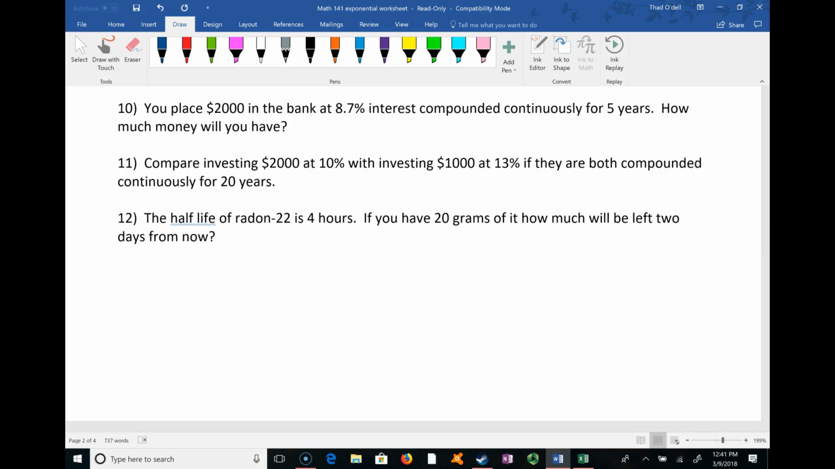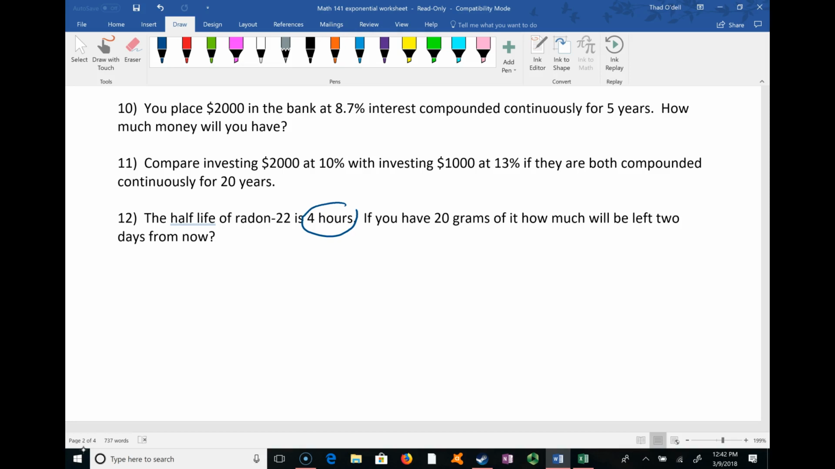So half-life means that's how many hours it takes for you to lose half your stuff. So if you start out with 20 grams, in 4 hours you'll have 10 grams. But then in another 4 hours, you'll have 5 grams. So in other words, the decay rate kind of slows down. So you're losing half your stuff every 4 hours. So every 4 hours, whatever you had is being cut in half. Okay?